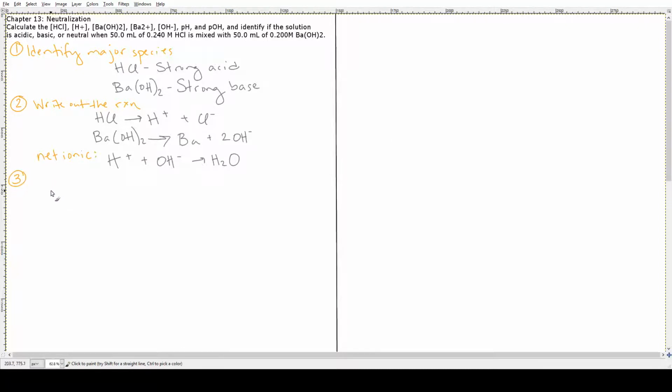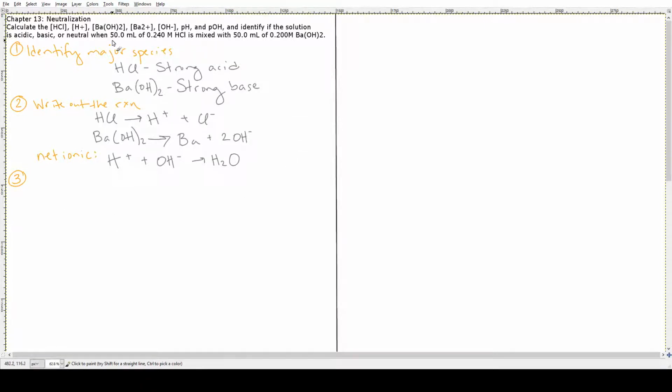Step 3, we would usually write an equilibrium expression. Do we need an equilibrium expression in this problem? The answer is no, because those are strong acids and bases. We only want equilibrium expressions for weak ones. Okay, next we should check if we need to do a dilution. Do we need a dilution?